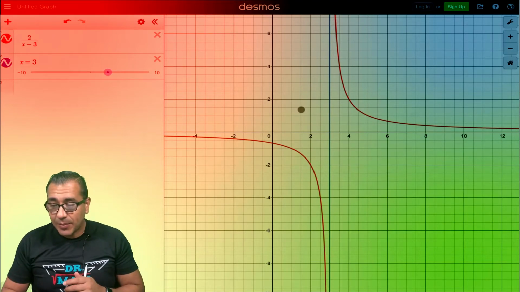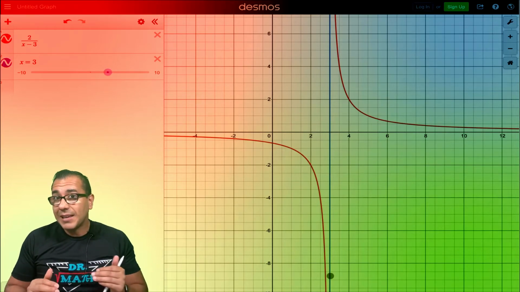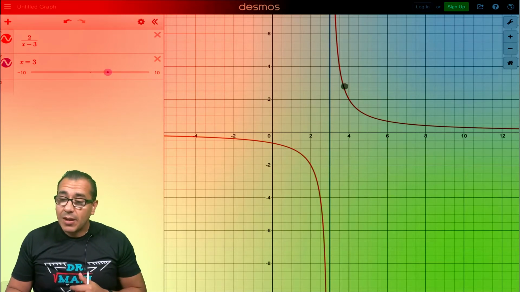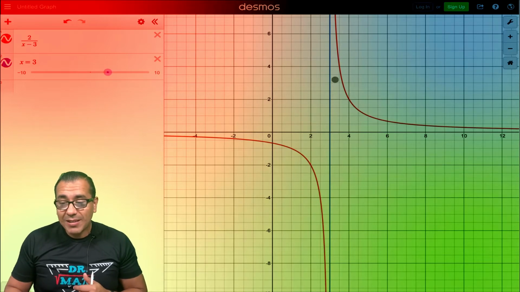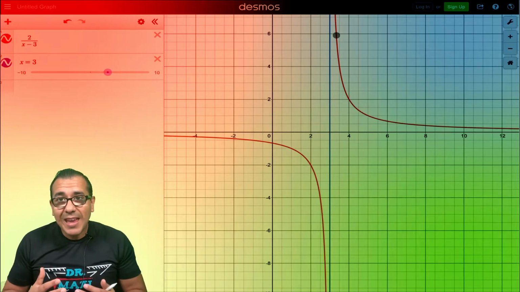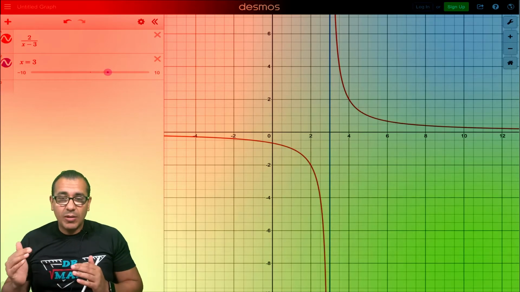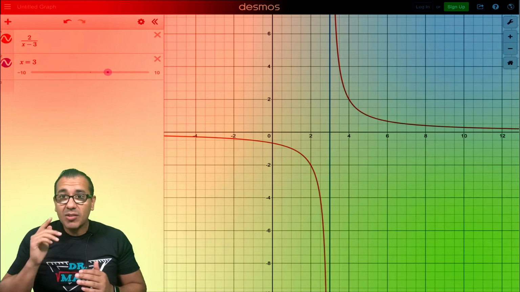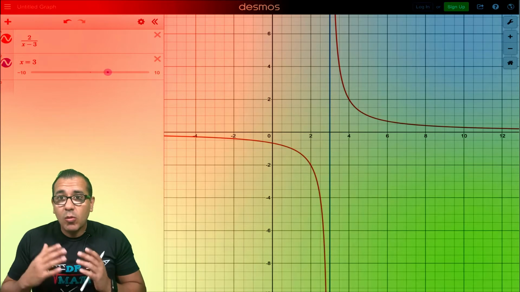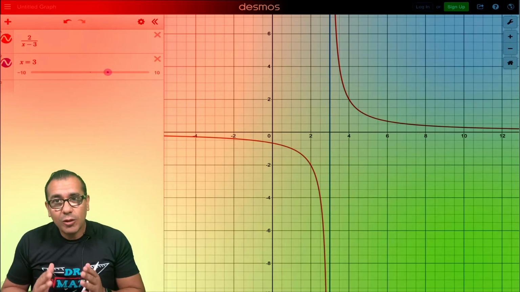So let me be clear. As I'm getting close to x equals 3 from the left, look what our function is doing. It's going to negative infinity. As I get close to x equals 3 from the right-hand side, this graph is going up to positive infinity. So when you see this happening, as x approaches some number and you see the function shooting up to infinity or down to negative infinity, what you have there is a vertical asymptote.